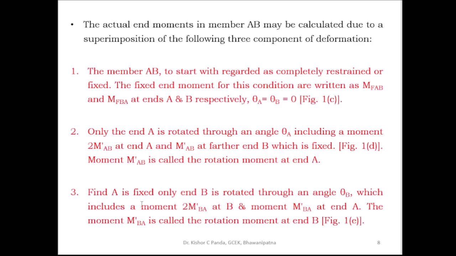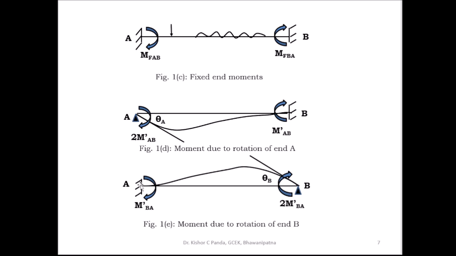Then the third case: A is fixed only and B is rotated through an angle theta B, which induces a moment 2m' BA at B and moment m' BA at end A. The moment m' BA is called the rotation moment at end B. Then in the next case, you take A as a fixed end and B as a simply supported end, with rotation theta B at end B. Due to this theta B, you find the rotation moment induced at end A and at end B. The rotation moment induced at end A is m' BA, and at end B it is 2m' BA.